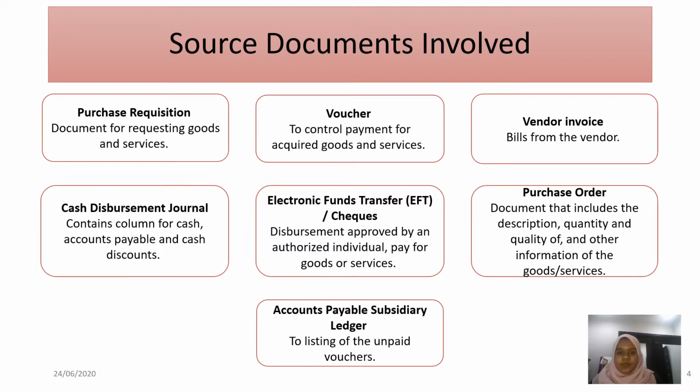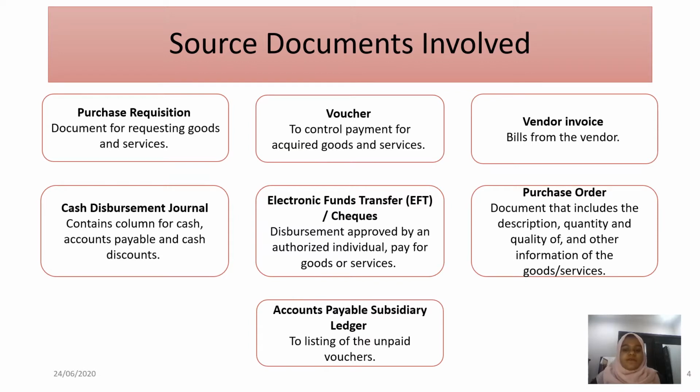Firstly, we have purchase requisition, which is a document used to request goods and services. Next, we have voucher, which is used to control payment for acquired goods and services. We also have vendor invoice, also known as bills from the vendor. Next, we have cash disbursement journal. It's a journal that contains columns for cash, accounts payable, and cash discounts.